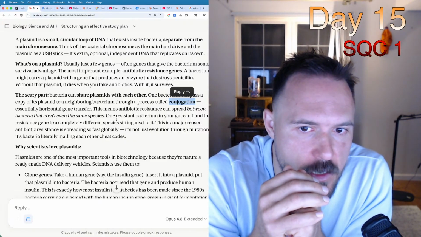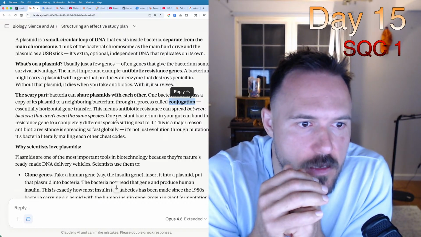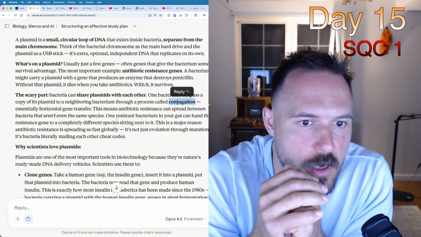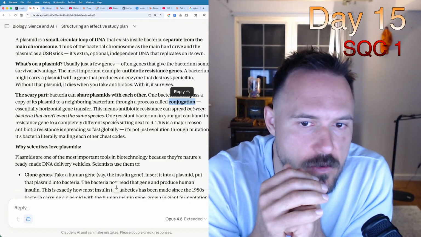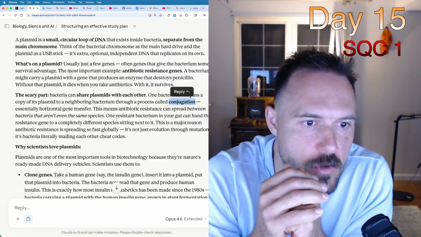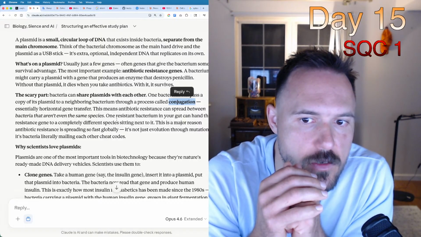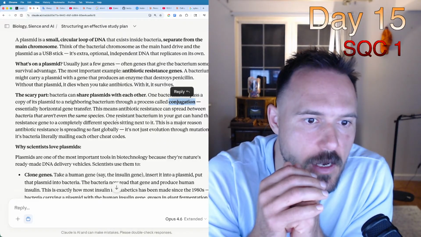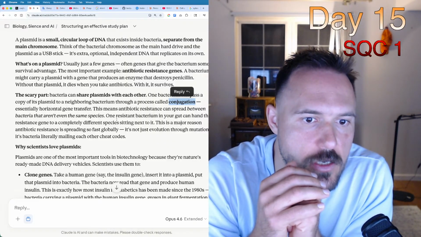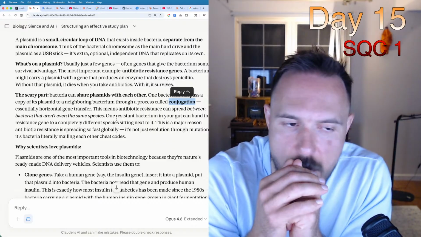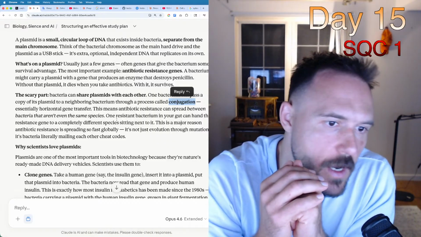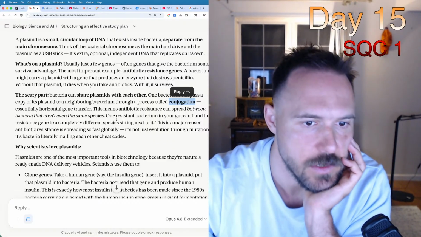The resistant bacterium in your gut can hand the resistance gene to a completely different species sitting next to it. This is a major reason antibiotic resistance is spreading so fast globally. It's not just evolution through mutation, it's bacteria literally mailing each other cheat codes. Wow, why do scientists love plasmids?